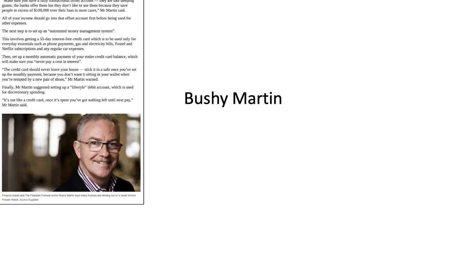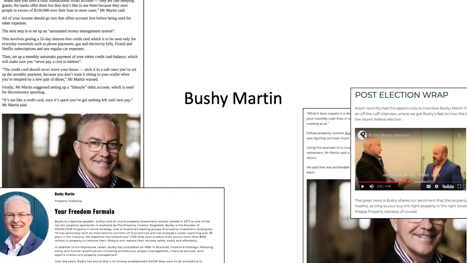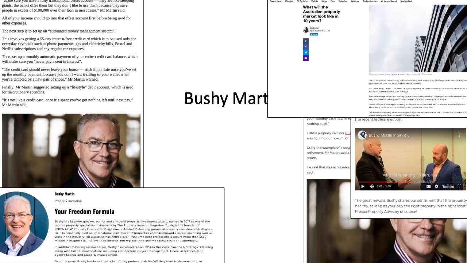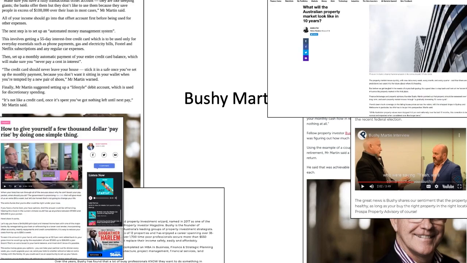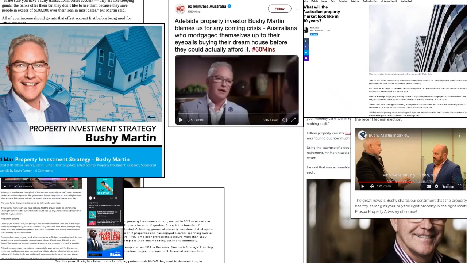And I'll emphasize that this is just a few of the things he received, a few of the coverage that he received. So you can see here, that's an online article that he got, another one he got interviewed around the election. So Bushy often gets wheeled out around elections because property and negative gearing and capital gains tax and all that kind of thing are a big issue. So another interview, he got interviewed by David Koch. He got interviewed on his property investment strategy.